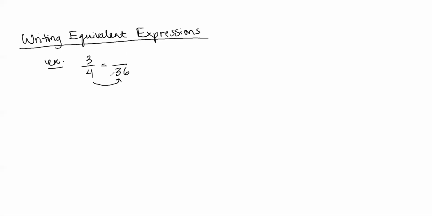So to get from a 4 to a 36, we're always going to see what we're going to multiply by. We need to multiply by 9. And what we do to the bottom, we have to do to the top. So 3 times 9 is 27. So 3/4 and 27 over 36 are equivalent expressions.